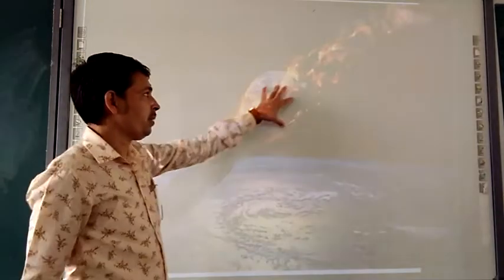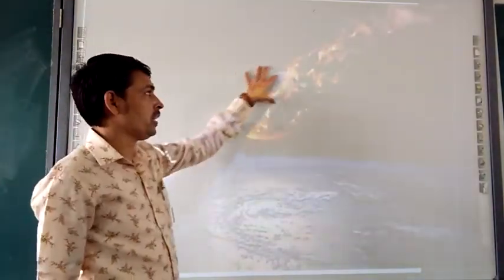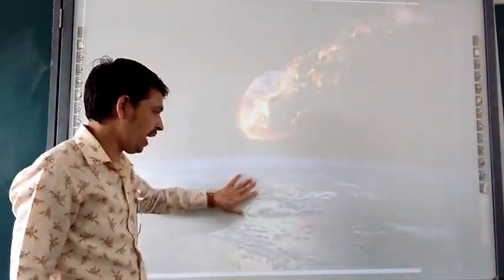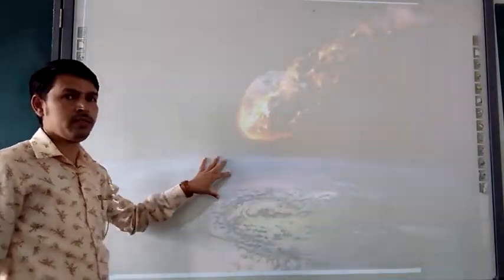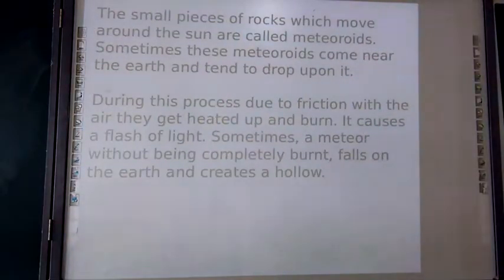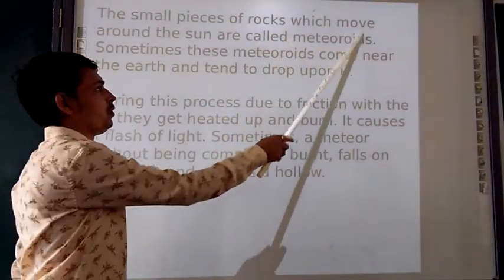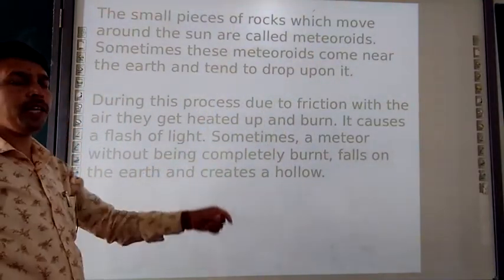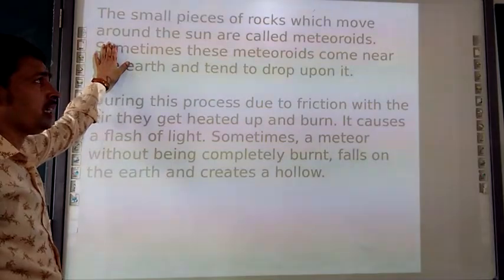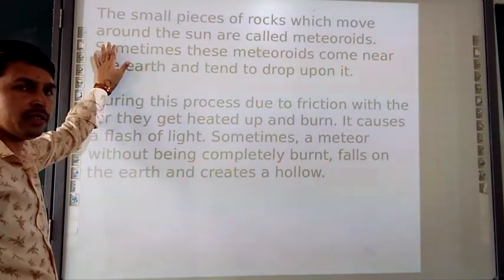See, when they are coming, due to the friction and force, they are going to have one. And if they are dashing to earth, they are making a hollow shape over here. Okay? So next, meteoroids is clear to you. What is a meteoroid? The small pieces of rocks which move around the sun are called meteoroids. Okay?